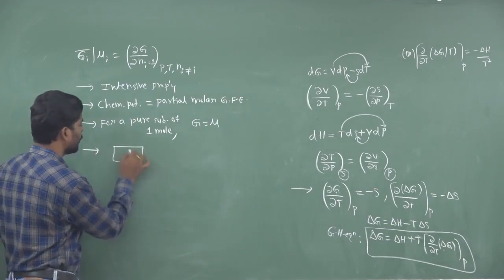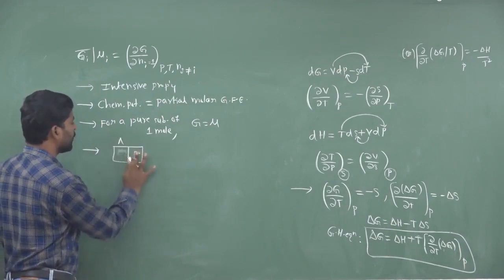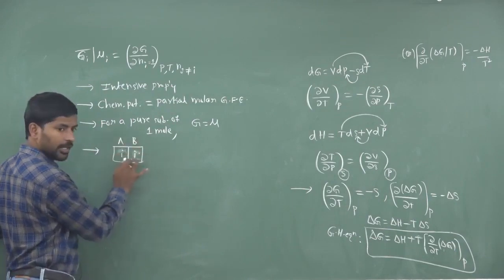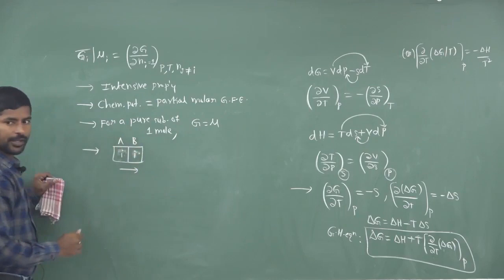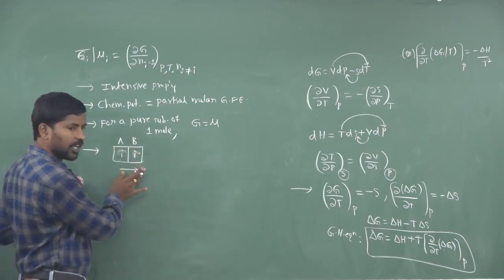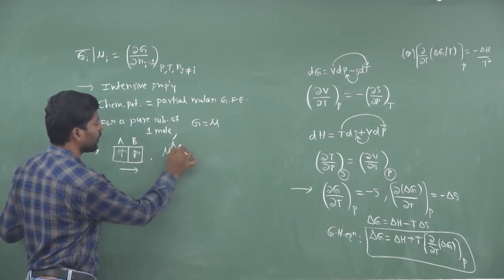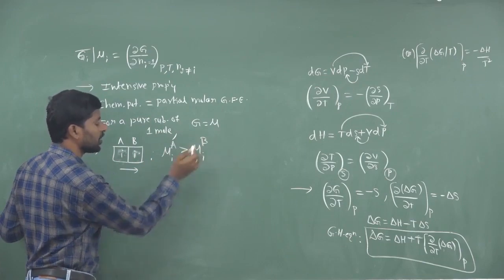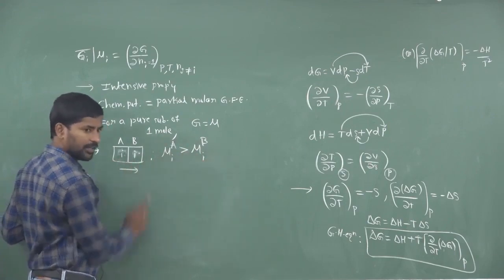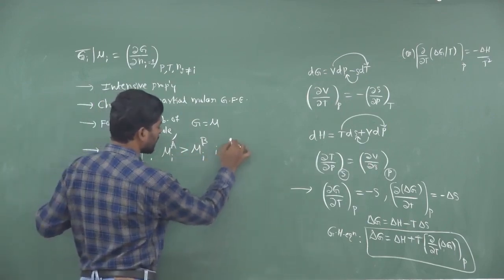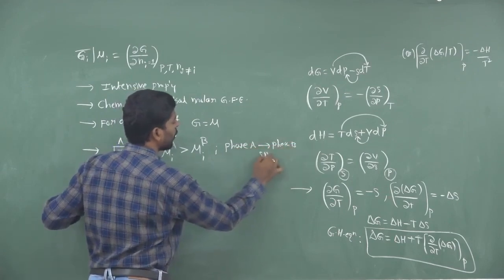If you have a two phase system, phase A and phase B, and component I is present in both phases, when transfer of I takes place from phase A to phase B spontaneously, the chemical potential in phase A is more compared to phase B. Matter transfer takes place from phase A to phase B spontaneously.